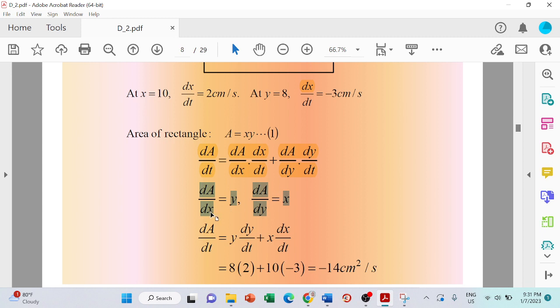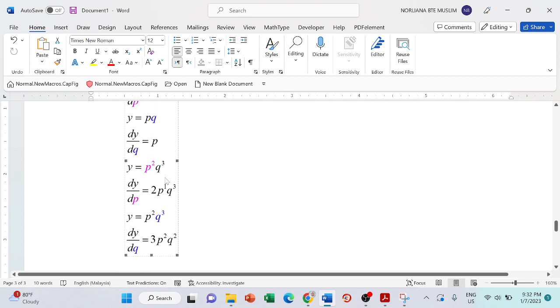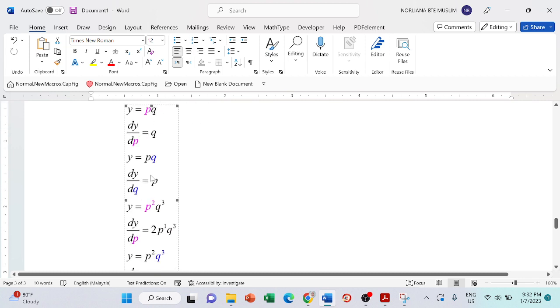Terhadap variable yang berbeza. Dekat sini kita differentiate with respect to X. Okay, maksudnya A ni tadi kita bezakan terhadap X, dapat Y. A yang sama kita bezakan terhadap Y, kita dapat X. Sama je macam ni tadi. Nampak tak? Madam bagi contoh PQ ni. Equation yang sama, tapi kita nak bezakan terhadap variable yang berbeza.